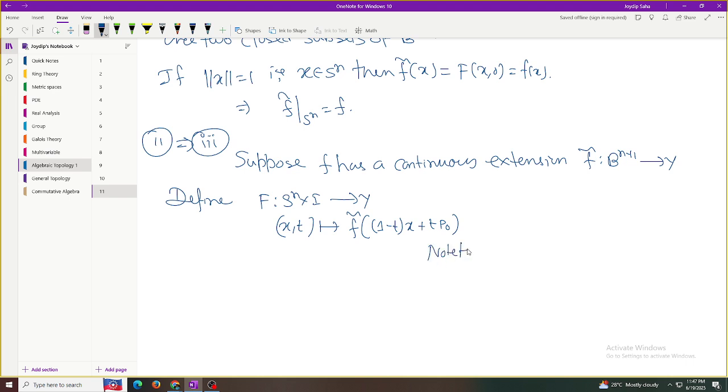Note that the norm of (1 minus t)x plus t p0 is what? It is less than or equal to (1 minus t), which is less than or equal to 1. So it is less than or equal to 1.